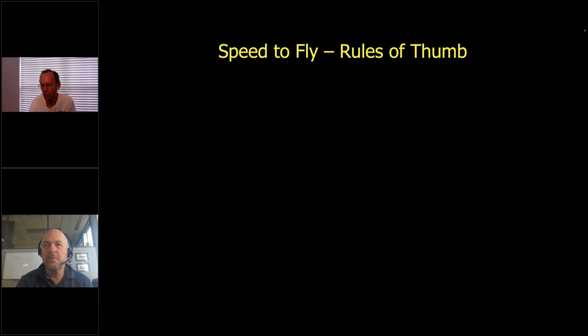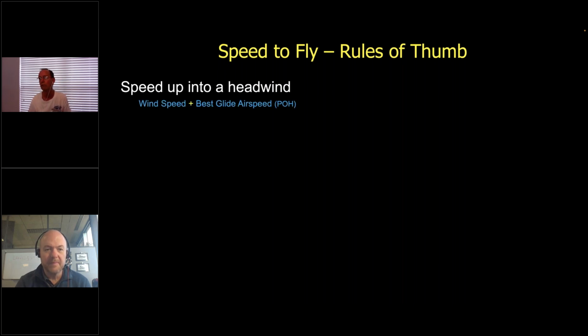All right, so this speed to fly stuff using a glide polar, you're not going to be carrying a glide polar in your aircraft, and if you are, you're not going to be referring to it when the engine quits. So we have some rules of thumb in the gliding world that have to do with speed to fly. The first one is if you're flying into a headwind and you want to achieve your best glide, you need to speed up. How much? For the lower performance gliders that we fly, you'll take the speed that's in the book and add the wind speed. So if your best glide speed is 60 knots and you're flying into a 20 knot headwind, speed up to 80.